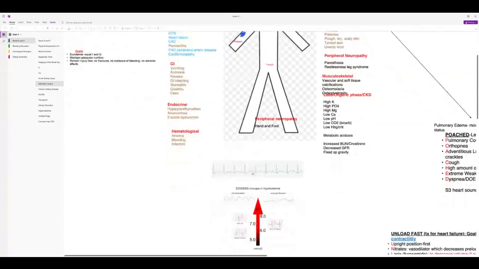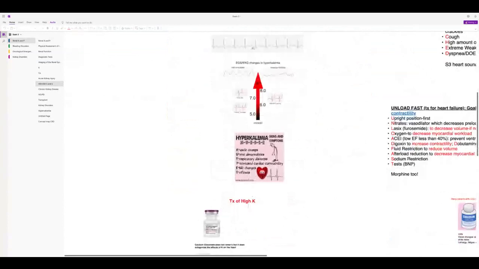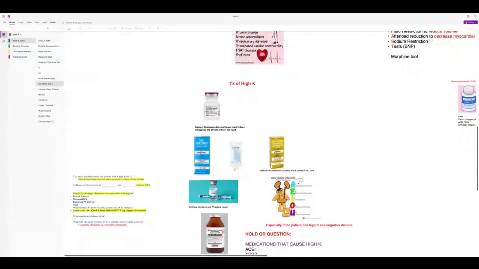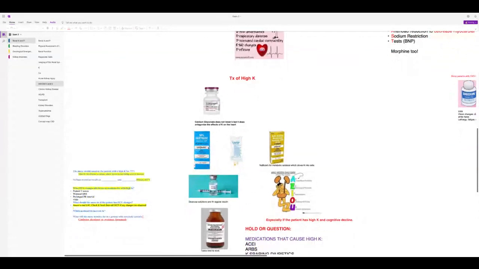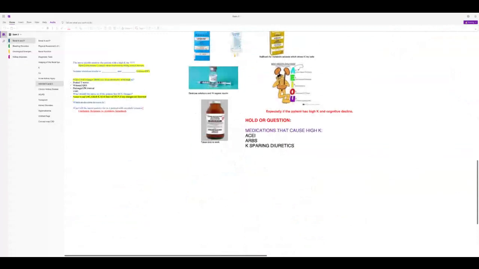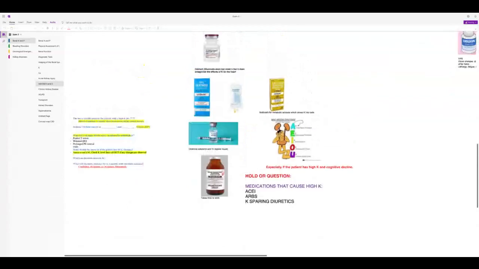And this is just talking about the high potassium that we talked about. Calcium gluconate does not lower the potassium, but it antagonizes the effects of potassium on the heart. You're going to give dextrose solutions with regular insulin, and then sodium bicarb. And sodium polystyrene, that's going to take time to work. So if you have a choice, if somebody's having like VTach, you're going to give calcium gluconate right away. If you've got time, you can give dextrose and insulin, but definitely dextrose and insulin before your polystyrene.